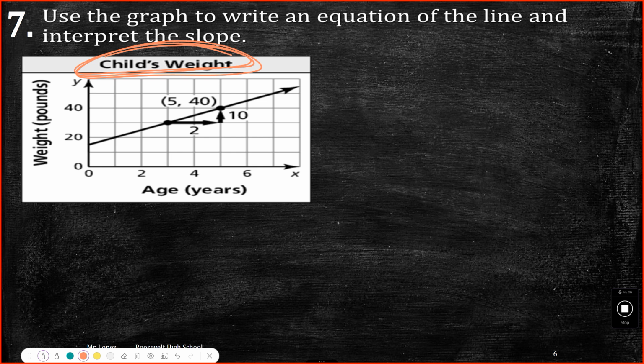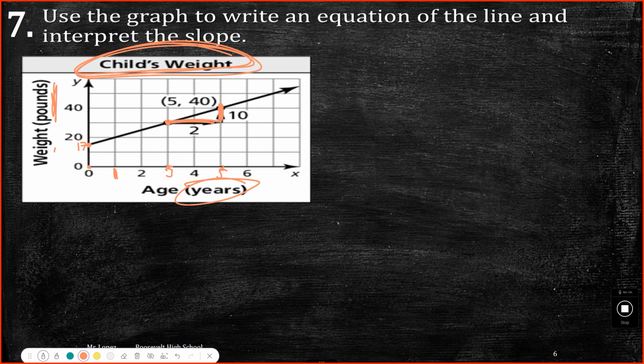The child's weight when he's born is about right here, which looks about 15 pounds, because this is weight in pounds and this is age in years. So at year 0, he's about, let's go with 17. You could go 16, maybe 15. Then he's growing. They give you these 2 points. This is 0, this might be 1, 2, 3, 4, 5. So from 3 to 5 years old, he increased his weight 10 pounds.